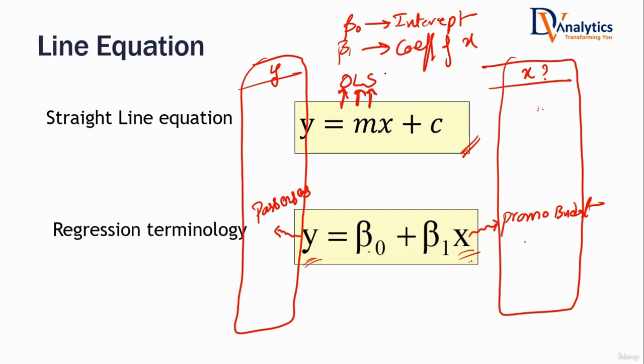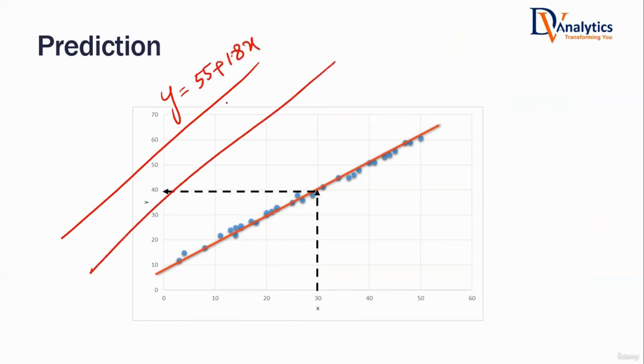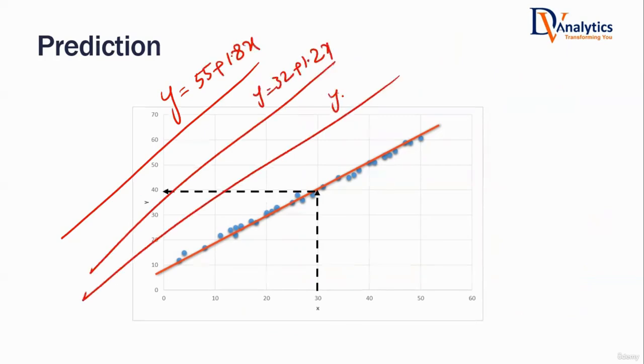What does it do? It will try different values of beta naught and different values of beta 1. What happens when you change beta naught, beta 1? The line changes. Do you agree with that point? Maybe this is a line that is y equal to some 55 plus 1.8x. Maybe this is a line that is some 32 plus 1.2x. Maybe this is a line that is y equal to some 20 plus 1.3x.